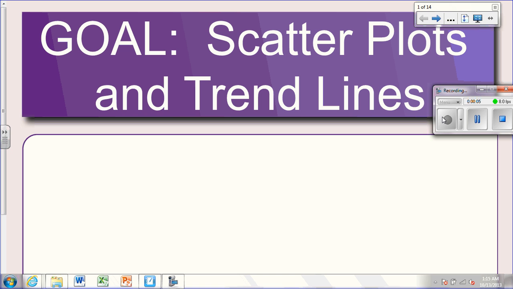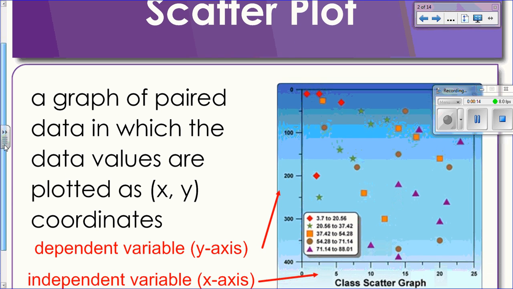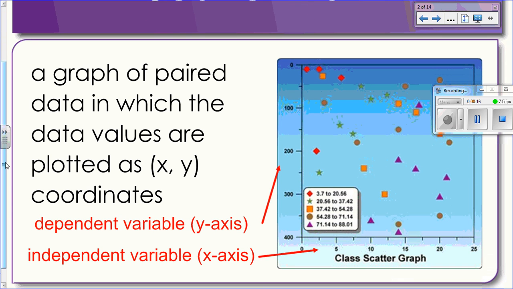Hi everyone. Today's lesson is on scatter plots and trend lines. A scatter plot is a graph of paired data in which the data values are plotted as x and y coordinates. Now remember, the x-axis is our independent variable and the y is our dependent variable.